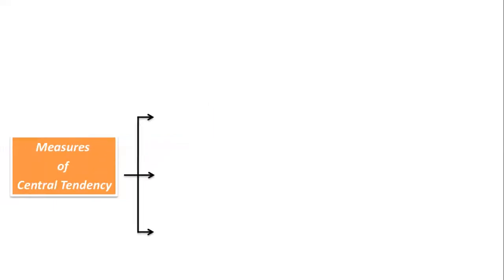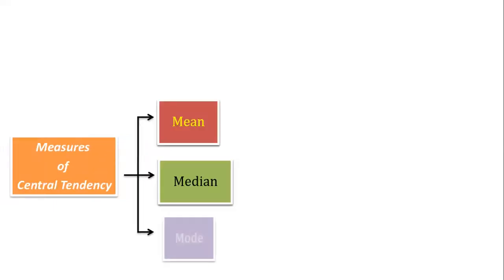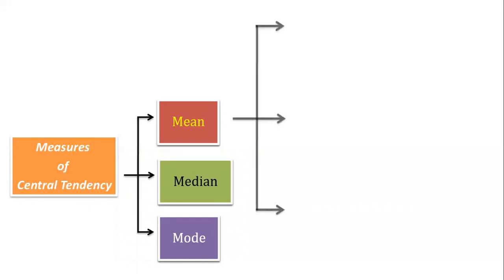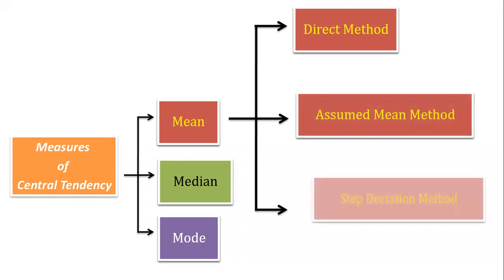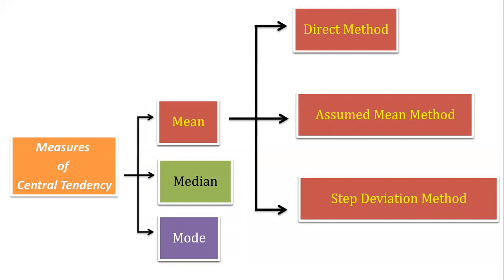Measures of central tendency data is what we are dealing with in this chapter. We are going to learn how to find out mean, how to find out median, how to find out mode. There are three methods to find out mean: direct method, assuming method, and step deviation method. Now, let us understand mean by direct method.